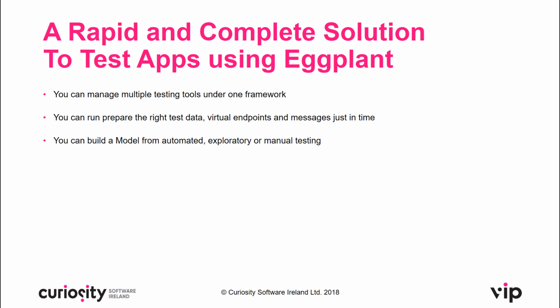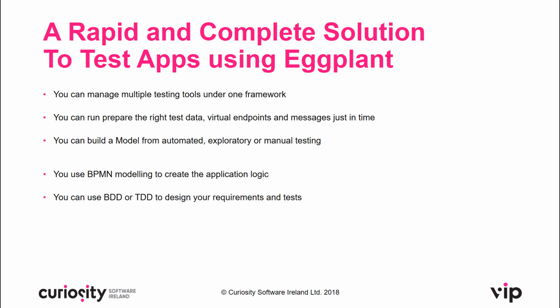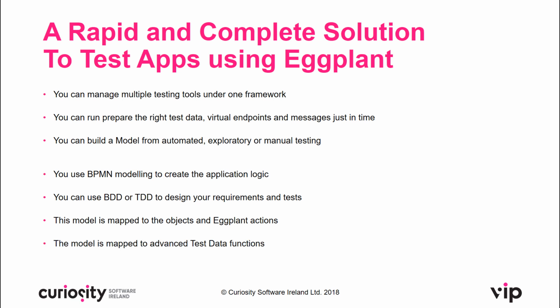You can build a model from automated exploratory or manual testing. You can use business process modeling tools to create the application logic. You can use behavior-driven design or test-driven design to design your requirements and tests. The model is mapped then to the objects and Eggplant actions. The model is mapped to advanced test data functions. The expected results are defined as part of the model.